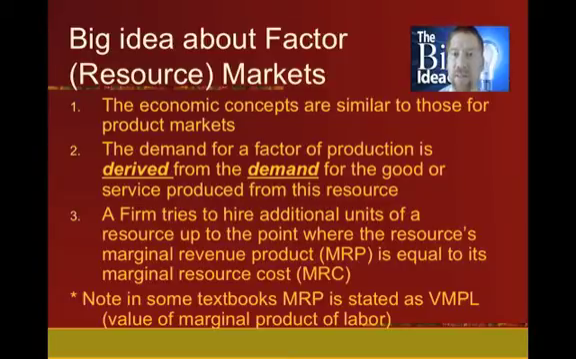If you're producing something that a lot of people can produce and it's not all that great, well, then your derived demand is going to be rather low. So derived demand comes from what's being produced by that factor of production, whether it be labor, land, or capital. I usually talk about labor just because I think it's the easiest to relate to. A firm tries to hire additional units of a resource up to the point where the marginal revenue product, MRP, is equal to the marginal resource cost, MRC.